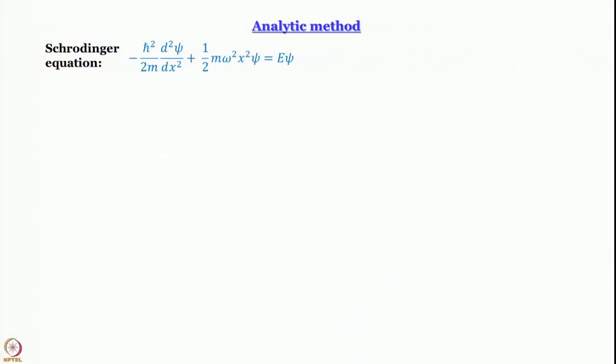Let us get ahead. Now, for using the analytic method, we go back to the Schrodinger equation, in which we have the kinetic energy term on the left hand side. The potential energy term is written as half m omega square x square. Remember what omega is, it is the angular frequency of vibration. On the right hand side we have E psi, okay. So, we are going to try and obtain direct solutions of this by using a power series method. What is the power series method? We will see when the time comes.